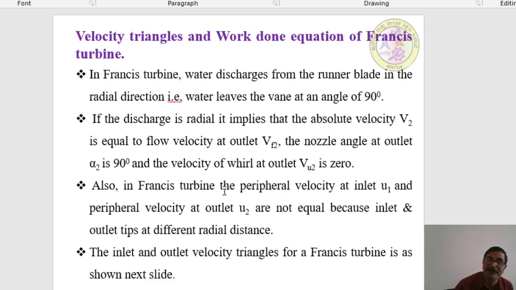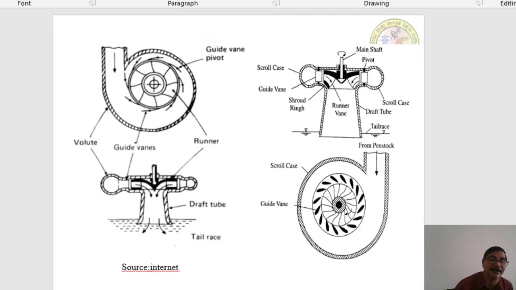Also, in Francis turbine, the peripheral velocity at the inlet U1 and the peripheral velocity at the outlet U2 are not equal because inlet and outlet tips are at different radial distances. See, this is the inlet, and this is the outlet.